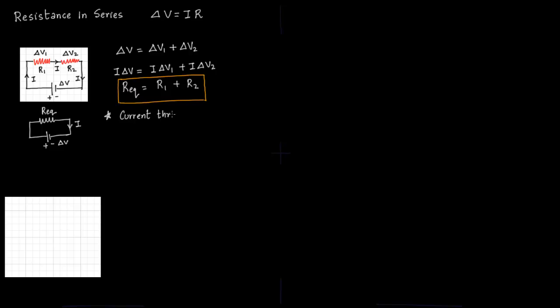Now notice that for resistance in series, current through both the resistors is the same. So from both the resistors, I is passing through, but potential difference across these two resistors could be different. So current through both the resistors is the same, but potential difference is different.